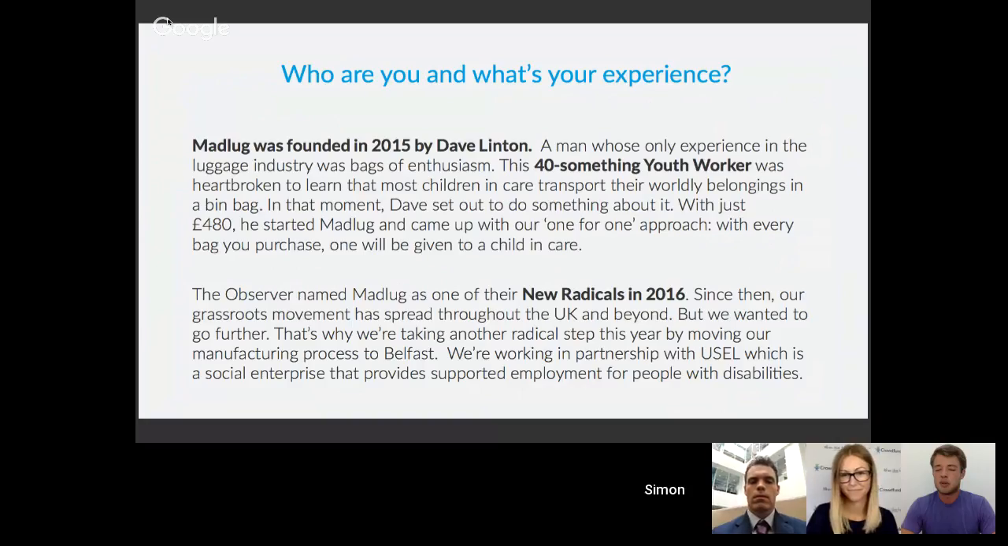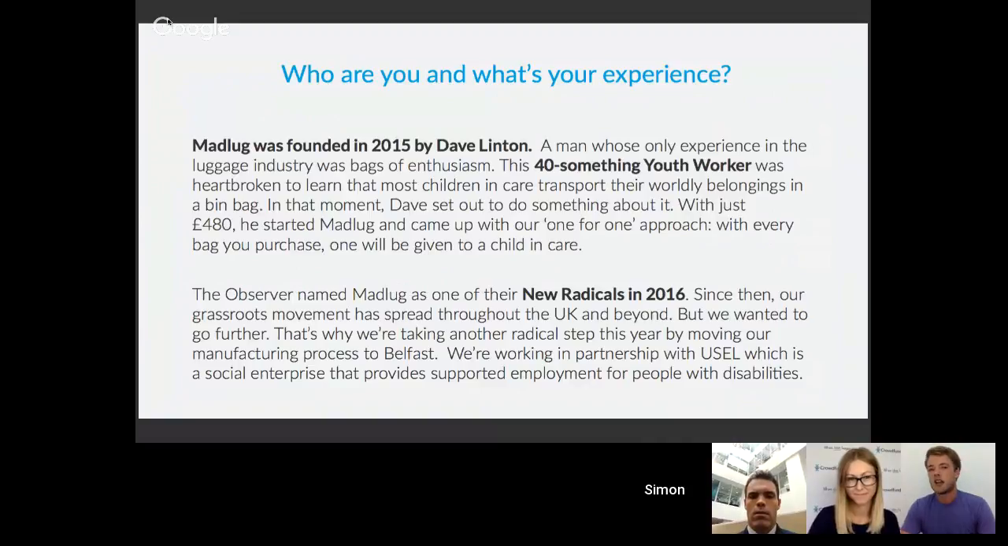He's obviously got a huge amount of experience because he's been working in care all his life, and he makes a joke about not knowing anything about the luggage industry, which I like, bags of enthusiasm more than actual trade knowledge. But it shows that he's dedicated, he's passionate, and ultimately I think he's the right person for this job because he's identified this wrong in society and he's trying to make it right.